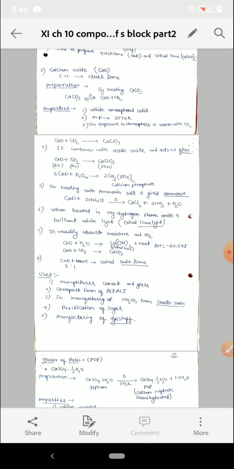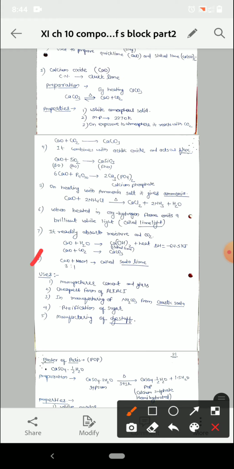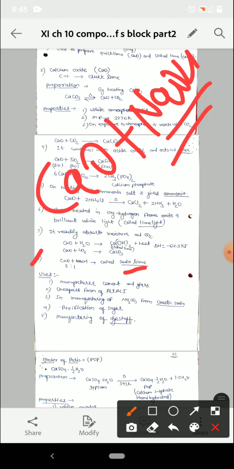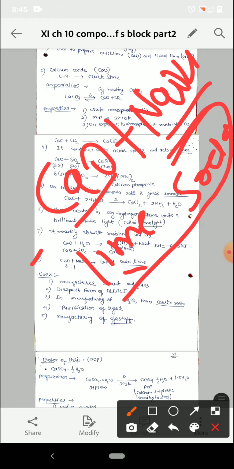Now CaO plus CO2 forms CaCO3. And the next one is CaO plus NaOH, called soda lime. It is a very important reactant. We know that NaOH is called caustic soda, so I am writing soda here, and CaO is called quick lime, so I am writing lime here. So the name of this compound is soda lime, and the ratio of this is 3:1.